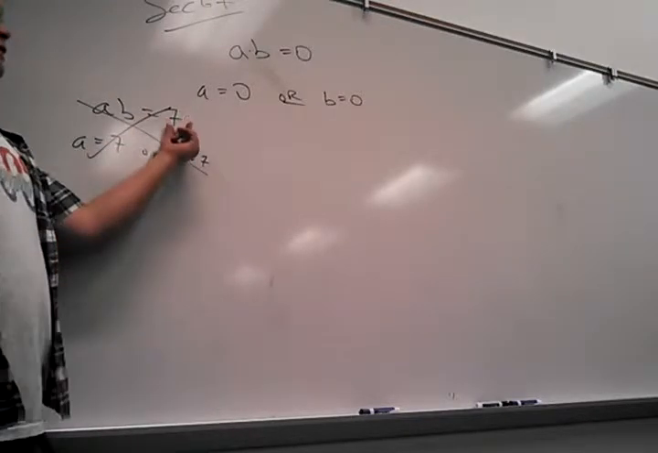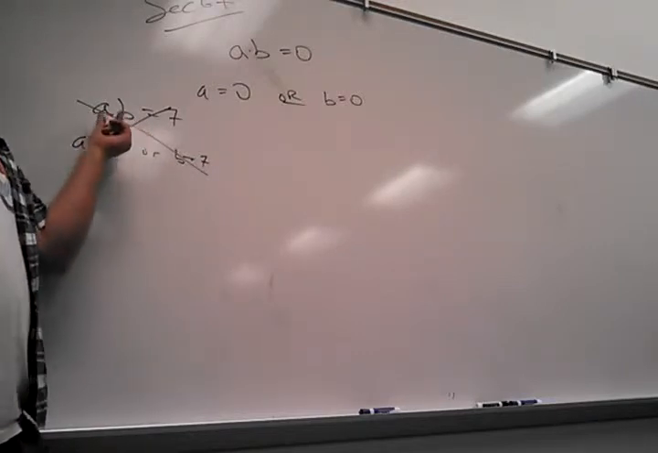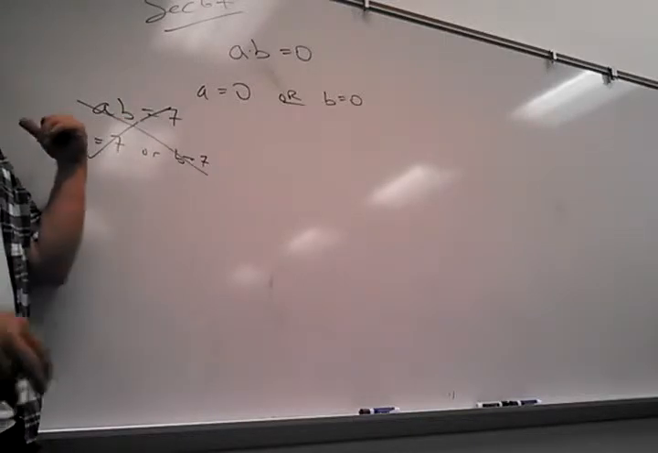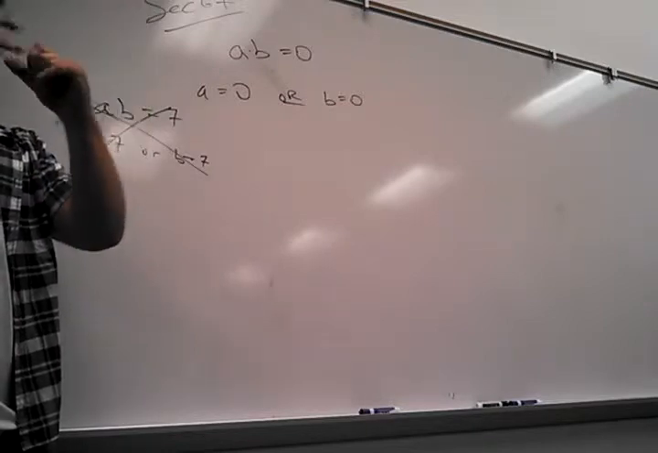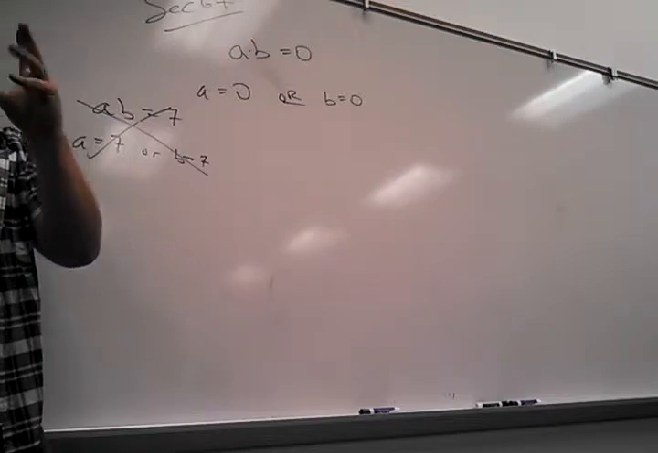If they multiply to be 7, this could be 14 and this could be 1/2. This could be square root of 7, this could be square root of 7. There's a ton of things these things can be, but the minute it equals 0, then one of them's got to be 0. There's no escaping it. So this has something to do with factoring somewhere.